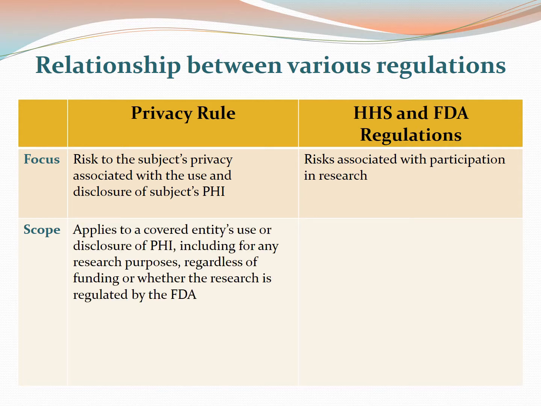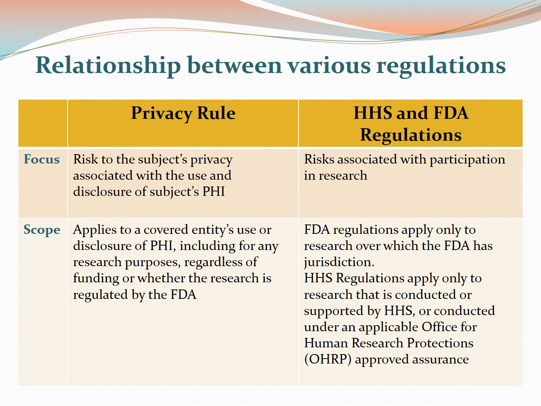In terms of the Privacy Rule, the scope applies to a covered entity's use or disclosure of PHI, including for any research purposes, regardless of whether the funding or the research is regulated by the FDA. With regard to the Common Rule and FDA regulations, the FDA regulations only apply to research over which the FDA has jurisdiction, and the Common Rule HHS regulations apply only to research that is conducted and supported by HHS or under an applicable Office for Human Research Protections approved assurance.